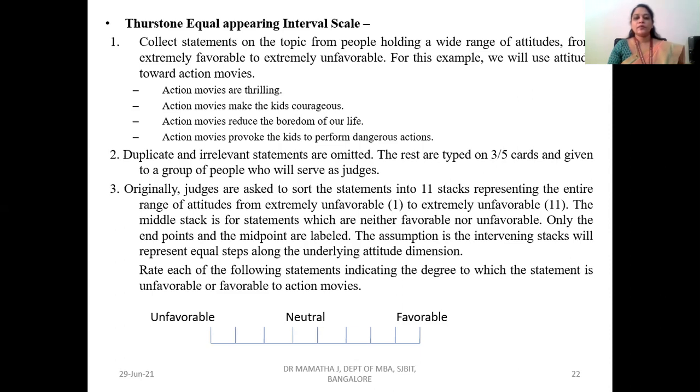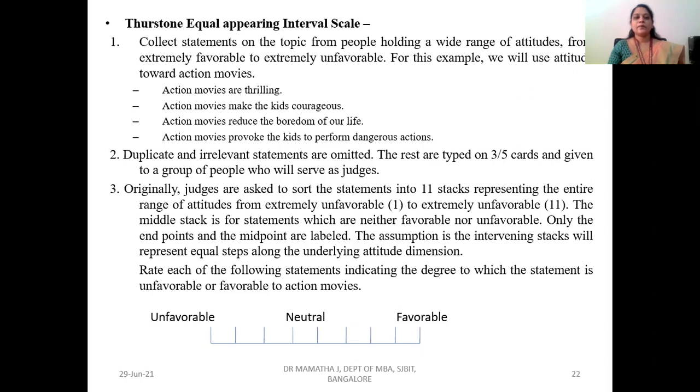Okay. Now, for example, in this, rate each of the following statements indicating the degree to which the statement is unfavorable or favorable to action movies. So you have identified 11 statements. From 1, as I told you, it is extremely unfavorable. The last, 11, will be a favorable statement, and in between will be neutral statements. If you feel action movies are thrilling, yes, it is favorable, then you can put it in the favorable part, 11, 10, or 9 like this.